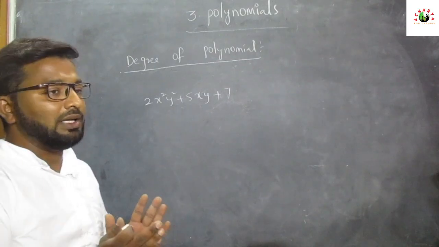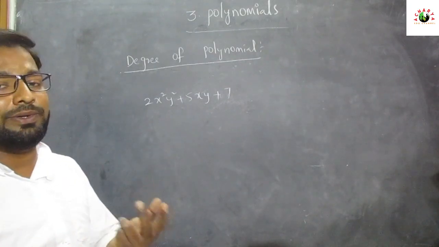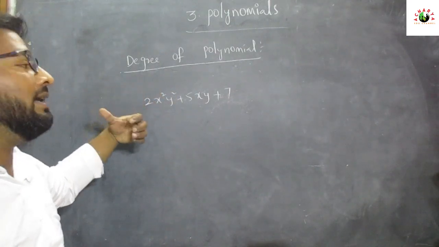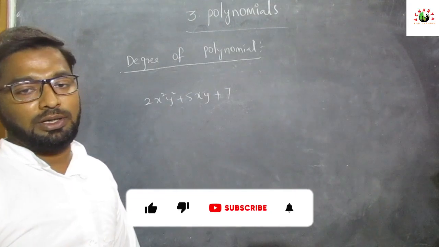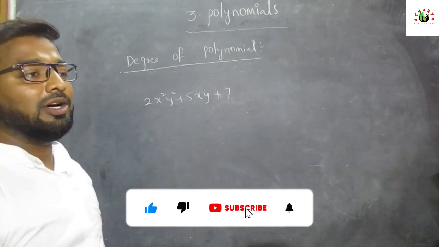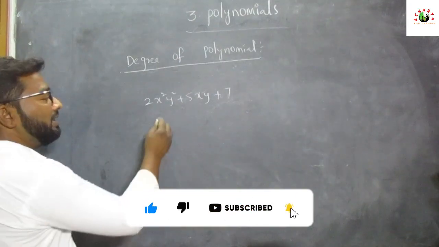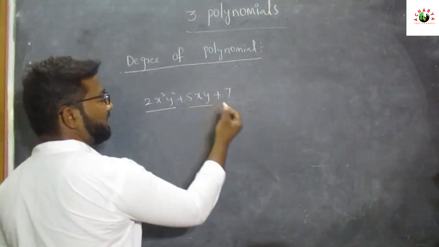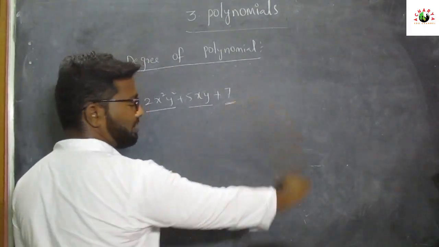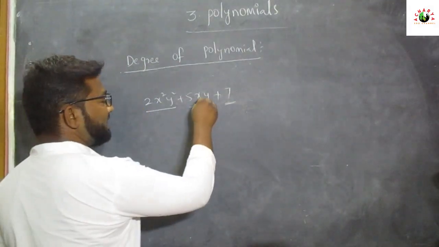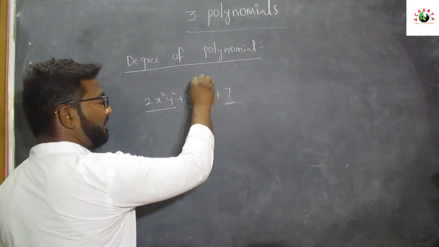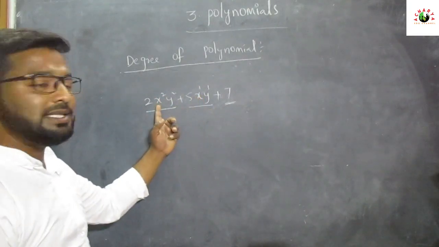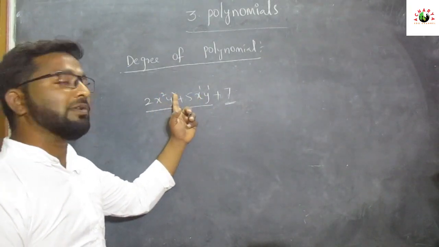If two variables are given in one term, how can we identify the degree of the polynomial? First we have to divide the terms. 2x square y square is one term, 5xy is another term, and 7 is a constant term. Here we are using x and y variables. In 5xy, the x power is 1 and the y power is 1. In the other term, the x power is 2 and the y power is 2.